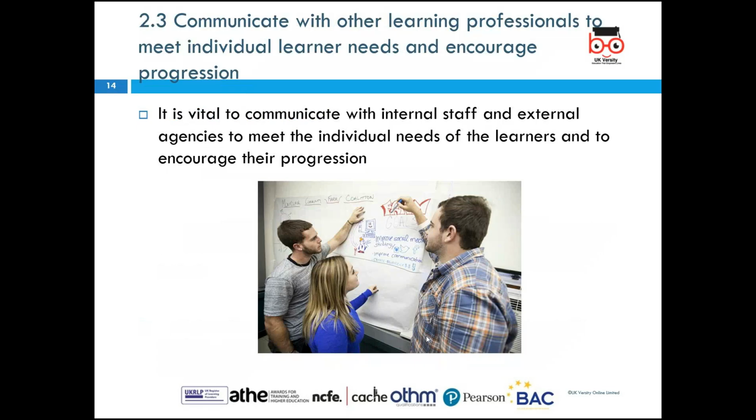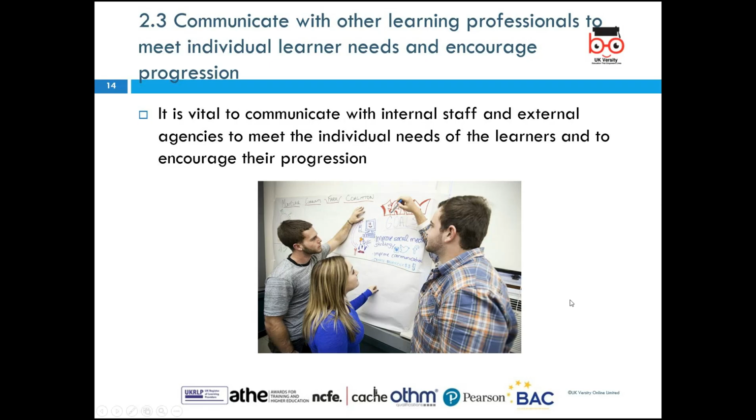So 2.3 is communicate with other learning professionals to meet the individual learner needs and encourage progression. So when we're communicating, we actually talk to other professionals as well. We don't just communicate with our students and that's it. Sometimes we'll want to speak to staff members who work with us internally. Sometimes we'll want to work with external agencies. But whatever it is, you're there to speak to others and get information, to guide you to get your learner to where they need to be.